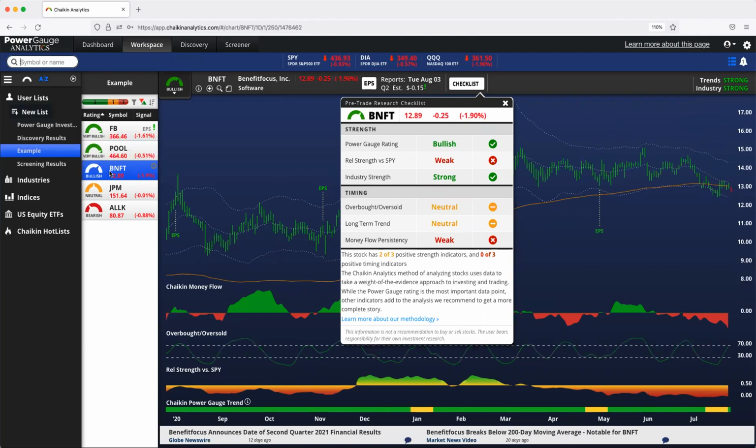You get stocks like BNFT that are bullish rated. Guess what, folks? Money flow is weak, relative strength is weak. This is a mixed bag. When we get mixed data, we say, you know what? This is probably a stock I'd rather step away from. I can look for something that has clearer data telling us outperformance is likely.